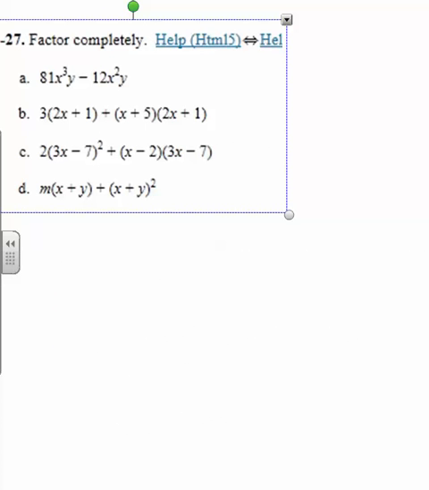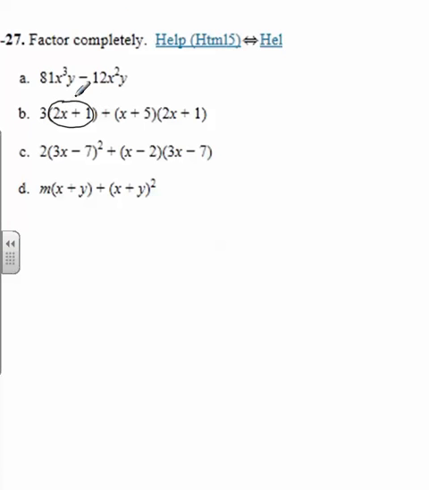Okay, factor completely. So we're looking for the greatest common factor in all of the terms. This one is very much like what we did in the last homework set, so I'm going to have you do that on your own. This one, we're looking for a common argument, basically. A common piece that's in the parentheses. So I see here that this piece is the exact same as this piece. So I'm going to divide this out of each term.